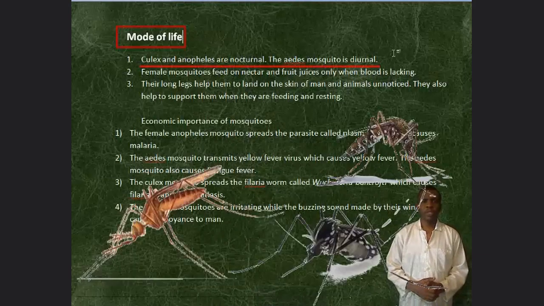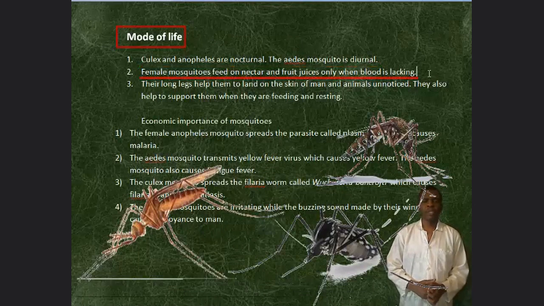Mode of life. Culex and Anopheles mosquitoes are nocturnal. The Aedes mosquito is diurnal. Female mosquitoes feed on nectar and fruit juices only when blood is lacking. Their long legs help them to land on the skin of man and animals unnoticed. They also help to support them when they are feeding and resting.